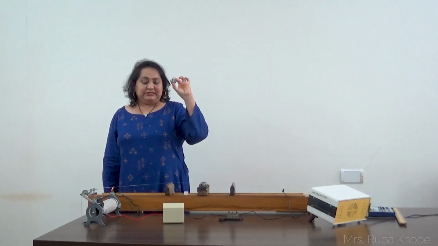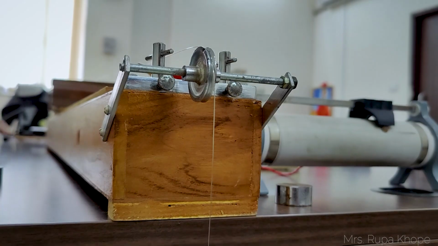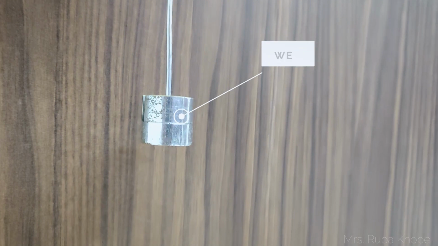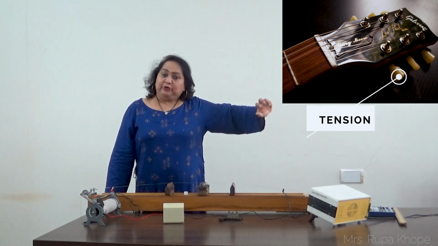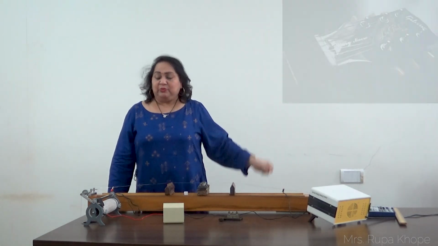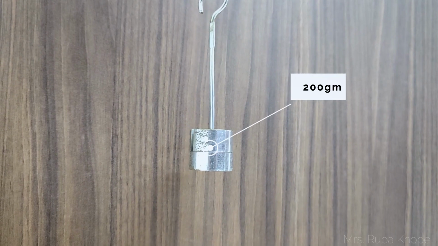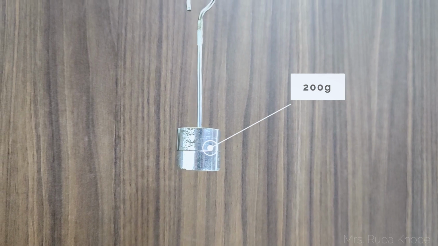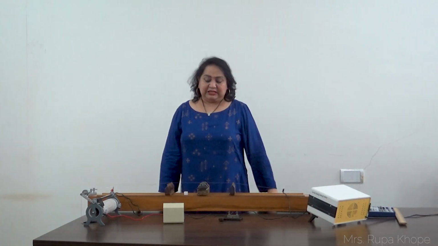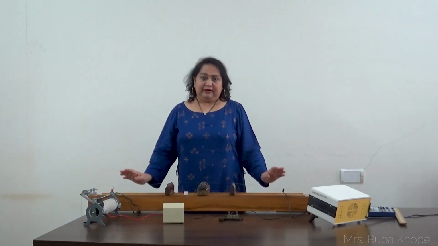One more thing we are missing here. These are the masses which you can see. Each mass is 100 gram. So here we are giving the tension to the wire. As in string instruments like guitar, sitar, where you tighten the string and give tension to the wire, in a similar manner we have masses hanging here. At the moment, the mass hanging here is 200 grams: 100 gram is the hanger weight, 100 extra gram is the extra mass. So the total mass in the hanger is 200 gram. That is all about our setup.